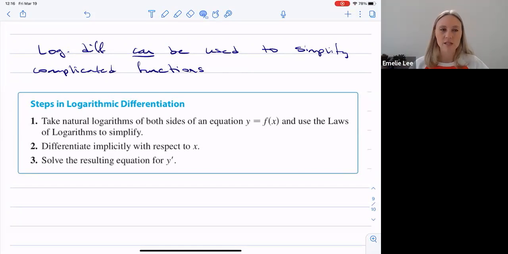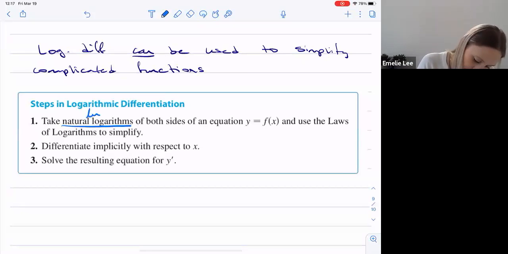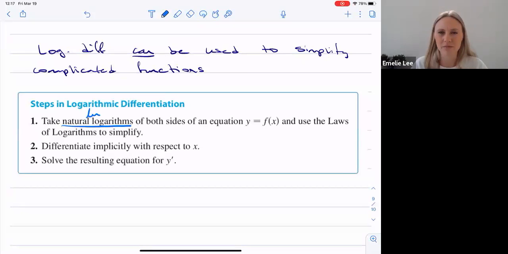But so the idea is you're going to take the log of both sides. Because ln is so nice, right? The derivative of ln is 1 over x. We're going to just use ln. You can use any base, but we're going to use ln. Maybe I'll add that in here. It is saying the natural logarithm. You could use any base, but of course we're going to use the ln.